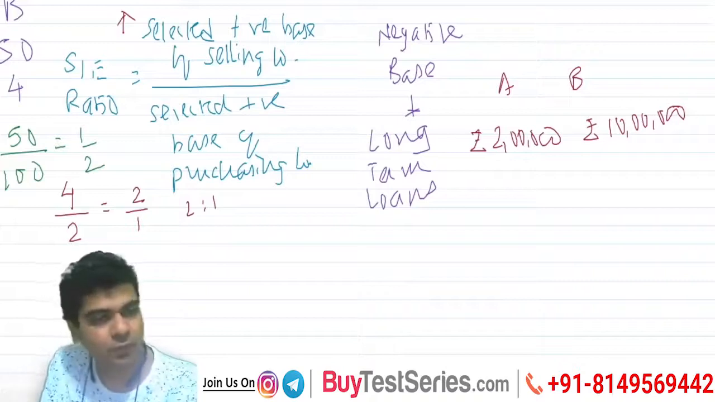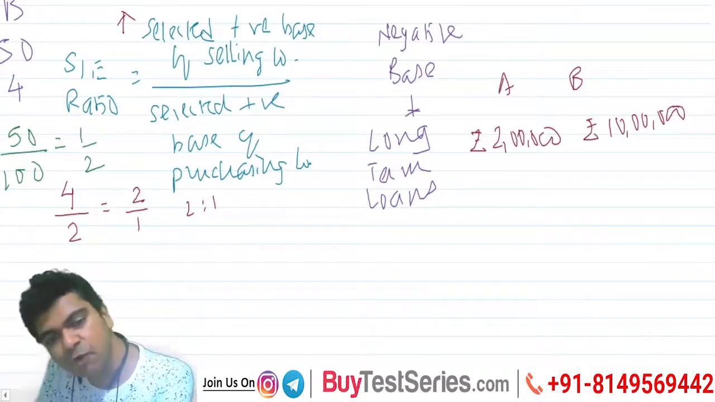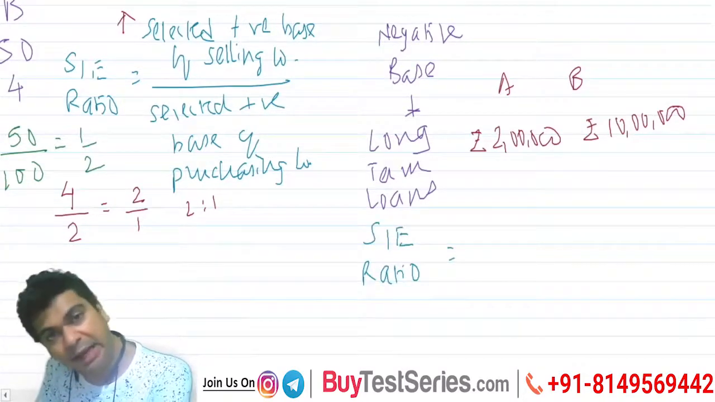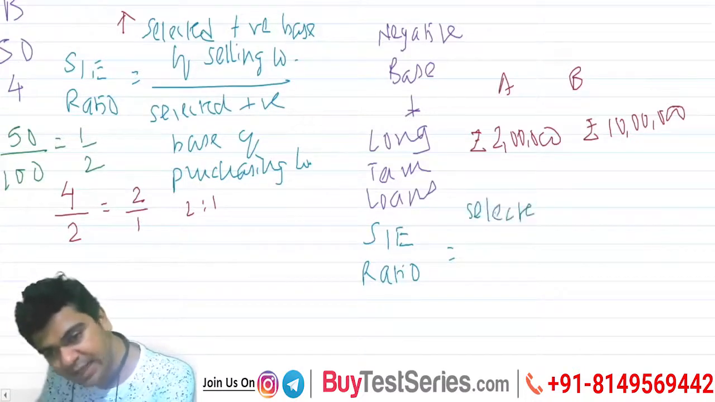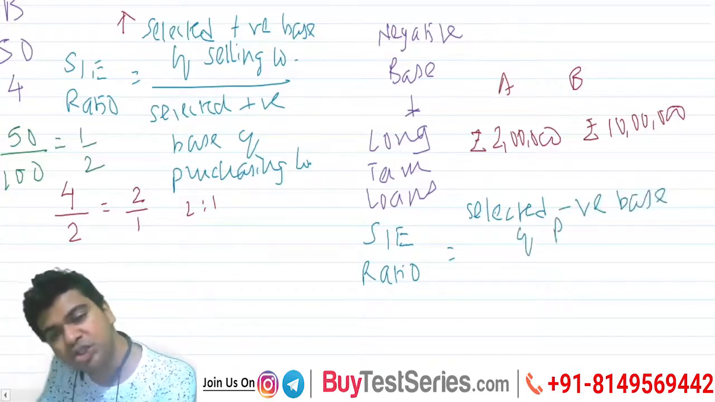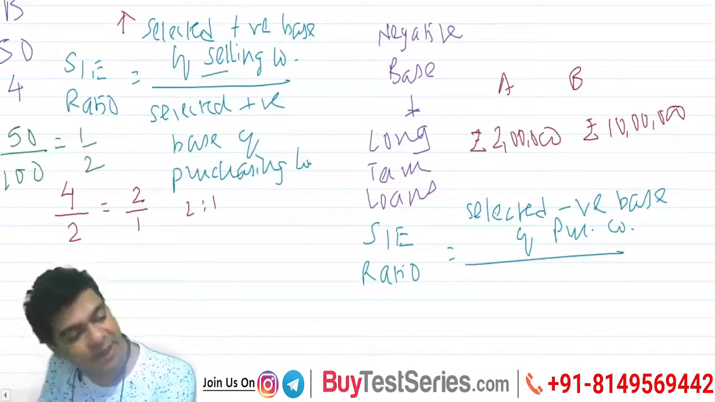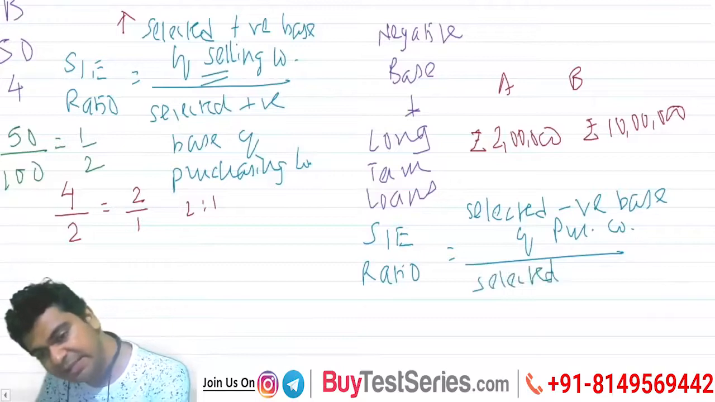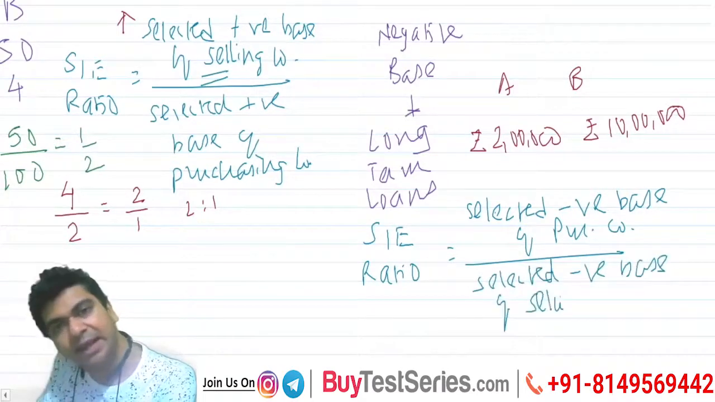So this time there will be a slight change in the formula for the share exchange ratio. Earlier there was a positive base. Now I'll say selected negative base of purchasing company. Earlier we were putting the selling company in the numerator. Now I'll put the purchasing company, and this I will divide by the selected negative base of the selling company.